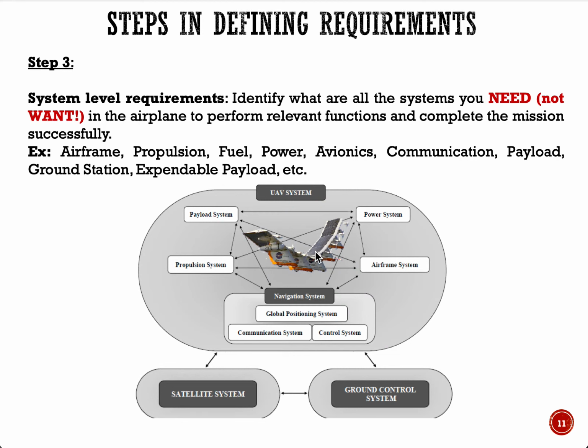For example, if you have this UAV, right? There are a lot of systems that go into the successful completion of the mission. For example, payload system, power system, propulsion system, airframe, navigation system. And not only that, you need a satellite system for tracking. You need a ground control system as well, right? So you need to think about the systems that you need in the airplane, because those systems have their own weight. So the weight should be allocated based on the systems that you have on the aircraft, right? And more importantly, you need the aircraft to be able to complete the mission, and you need to think about the systems you need to do that.